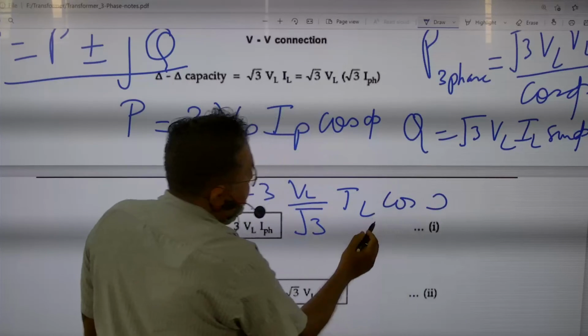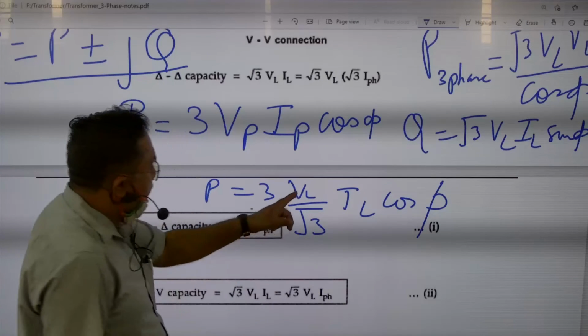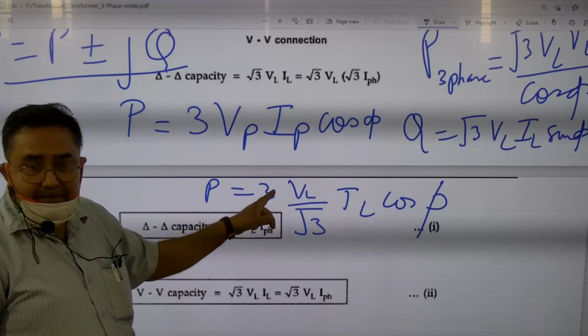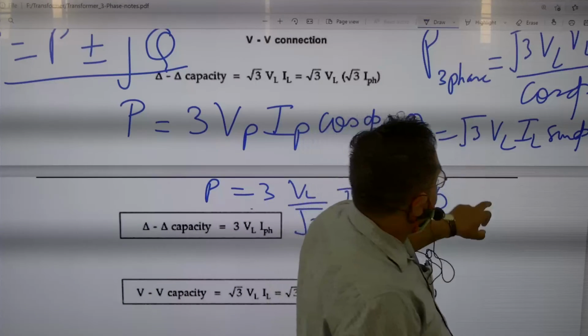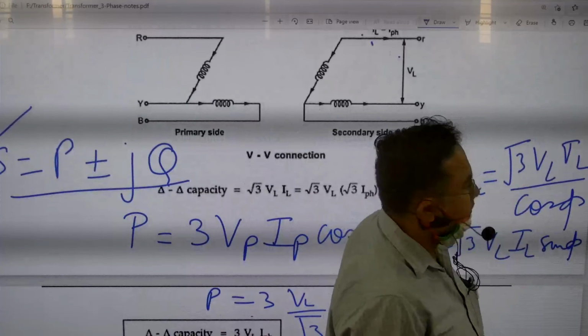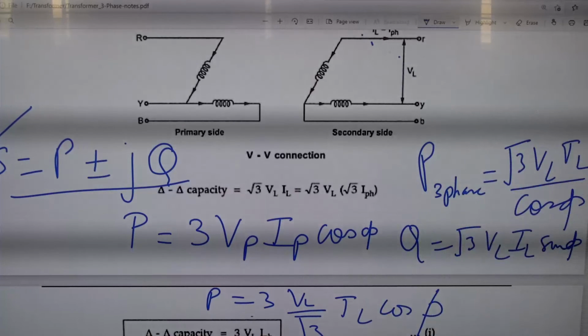When you solve it, it will become root 3. Do you agree or not? And you will get this result. Clear? The same is true for Q also. So likewise, is it clear or not?